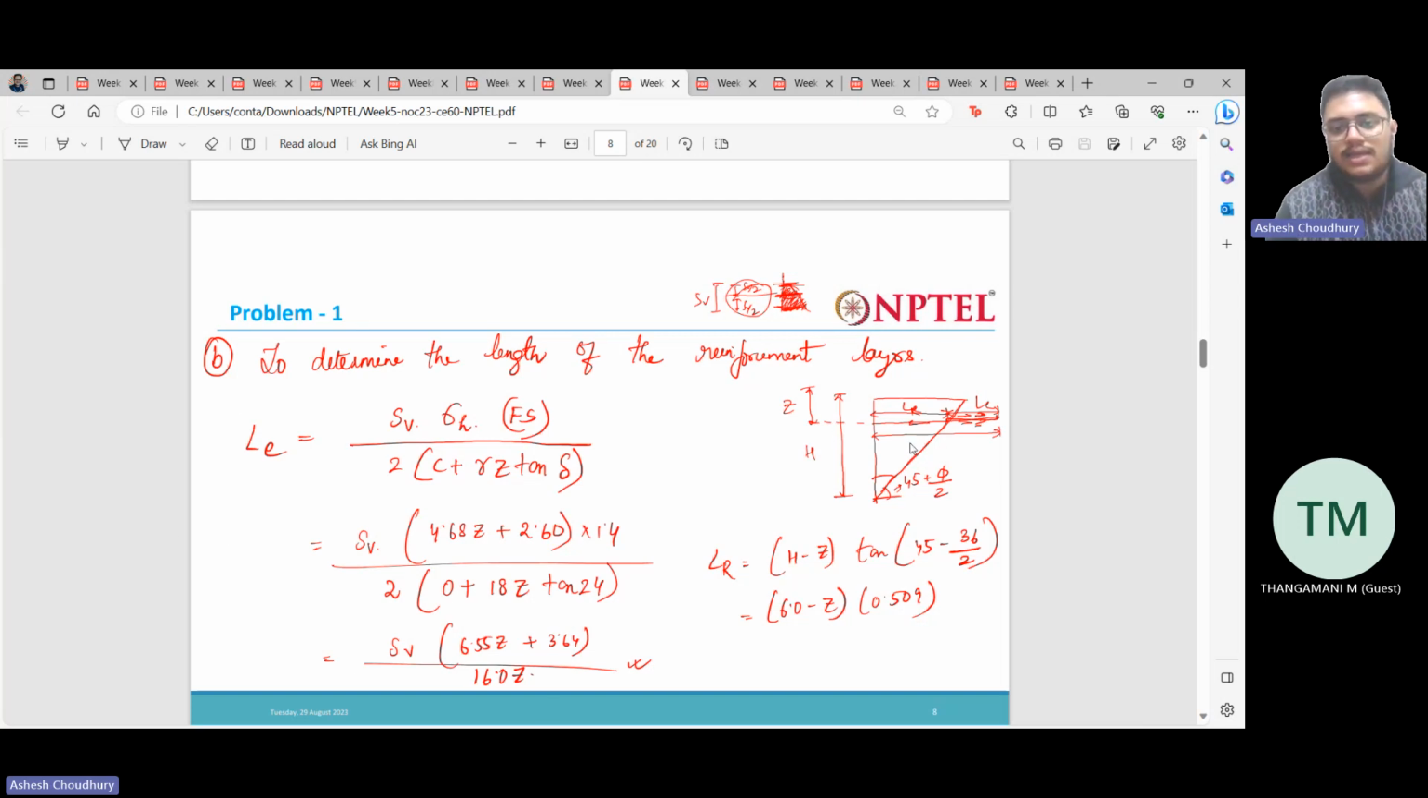And what is this LR length? LR length we can directly get, so we know this angle, right? We are assuming that this failure rupture plane will occur at an angle of 45 plus phi by 2. That is this active soil wedge. So from there, geometrically, we can determine this LR length. So this is LR, so this is LE. So LE plus LR will give the total length of the reinforcement layer, right?